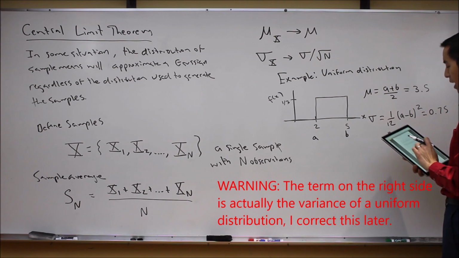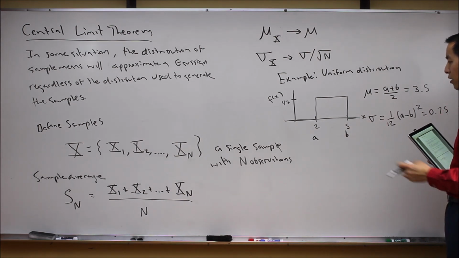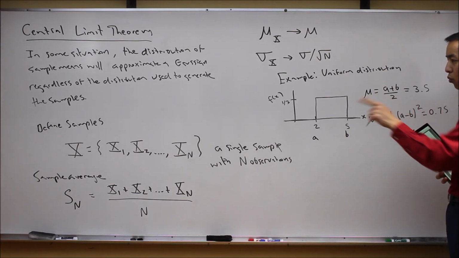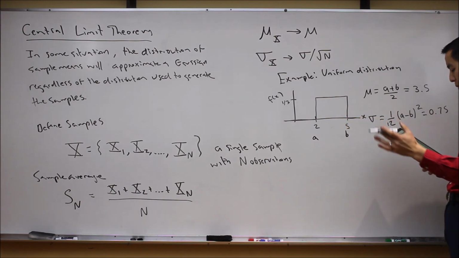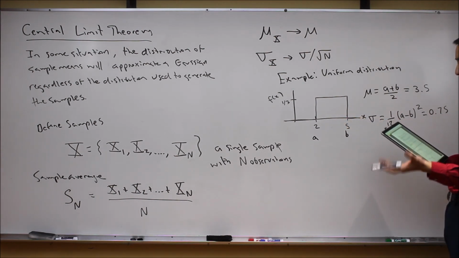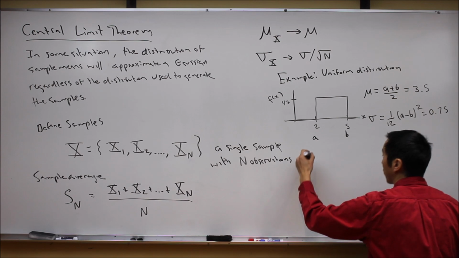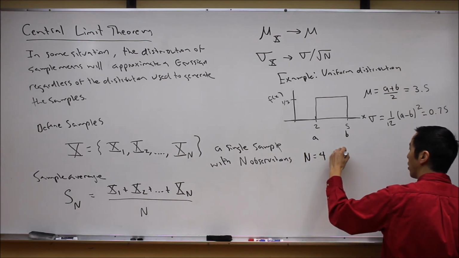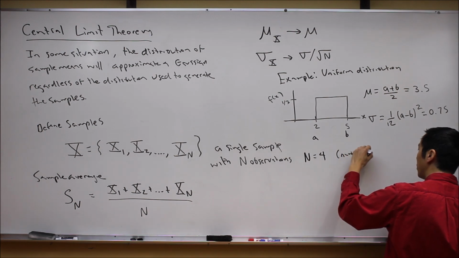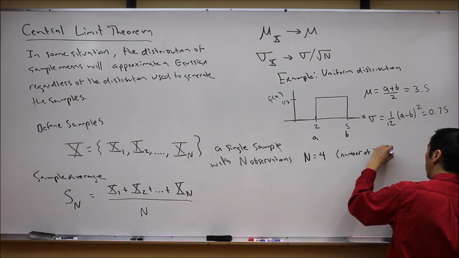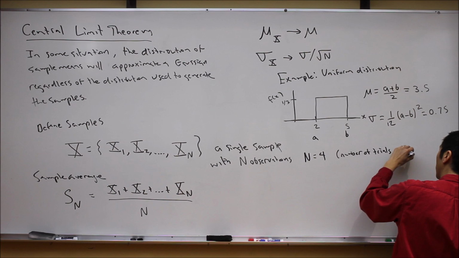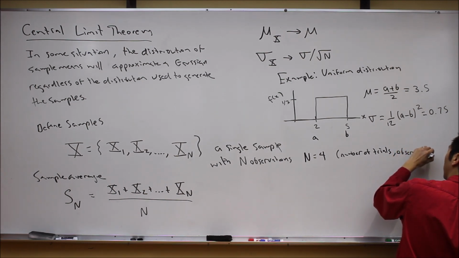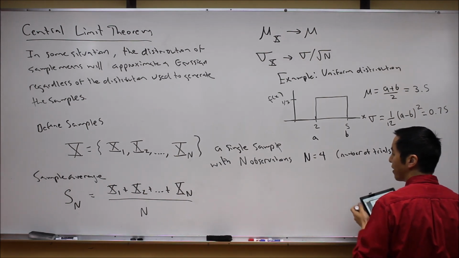So you can probably imagine that we can go ahead and conduct one experiment, or get one sample, which is made up of, say, n equals 4 trials or 4 observations. So let's start with n equals 4. This is the number of trials or observations, etc. Right? So let's get one sample.